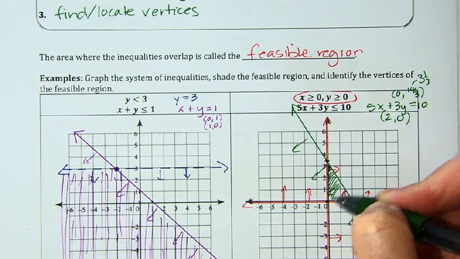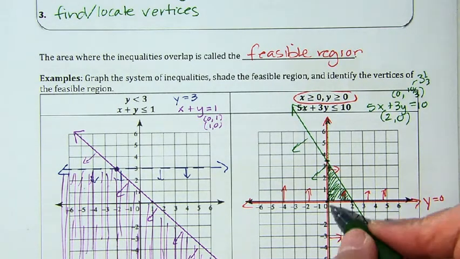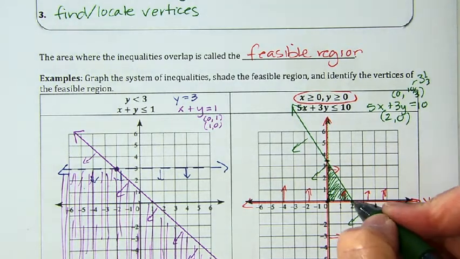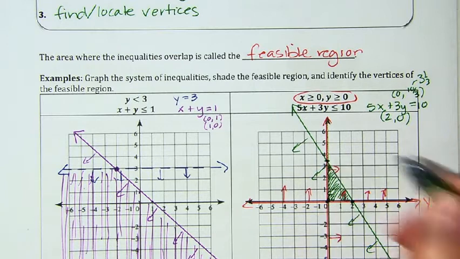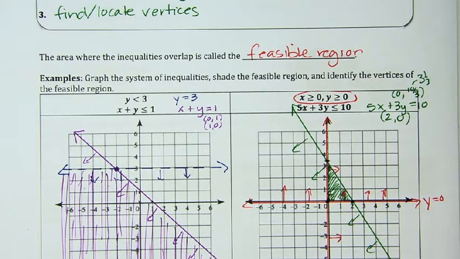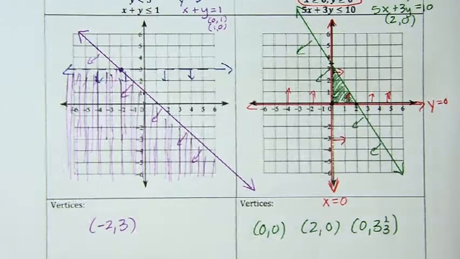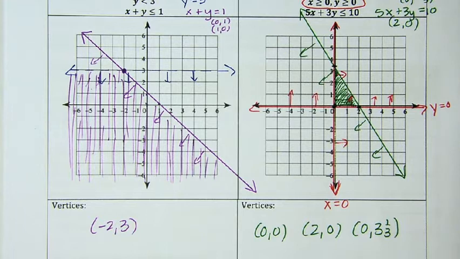My feasible region seems to be in this cute little triangular area. Well, I have a vertex at the origin. Looks like I have a vertex at the point 2, 0. And then I have one up here at 0, 3 1/3. And apparently you can't see that because I didn't push that up. So that would be my feasible region, that cute little triangle, and those are the vertices for that.